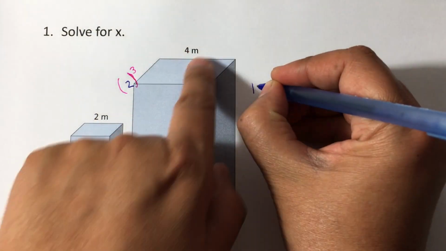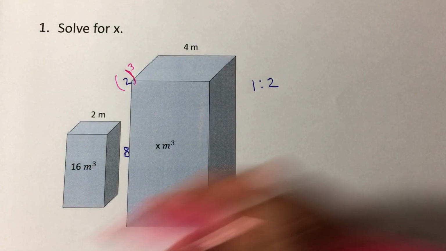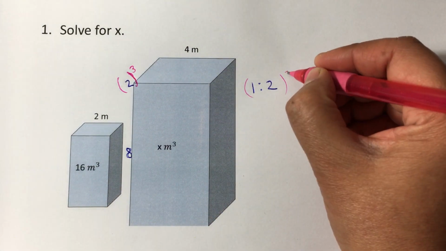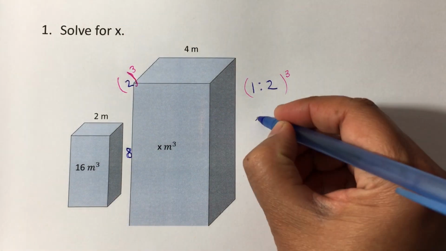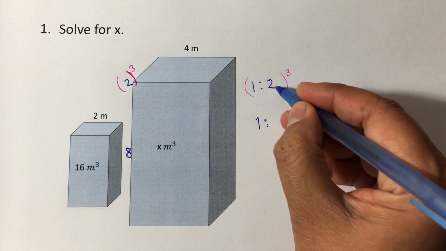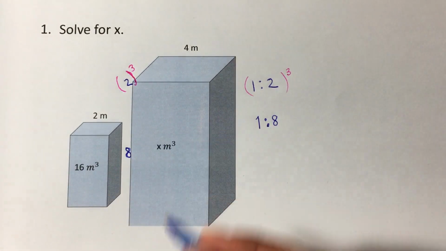So over here, it was twice as big. So 1 to 2. I raise it to the 3rd power to get it into volume. And so 1 times 1 times 1 is 1. 2 times 2 times 2 is 8. So that's that comparison right there.